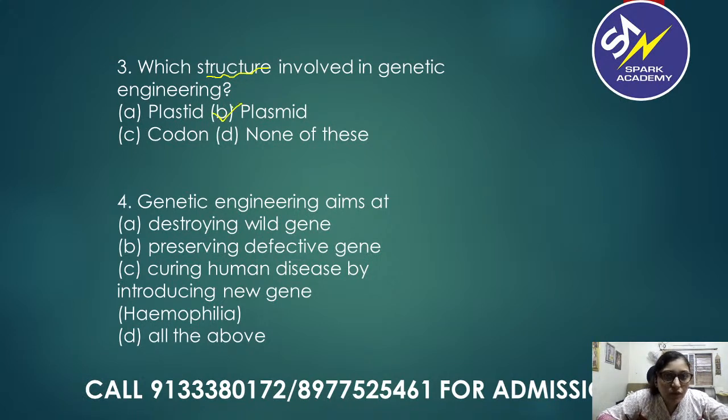Plasmid which is involved in genetic engineering. Genetic engineering aims at what? Destroying wild genes, preserving defective genes, curing human diseases by introducing a new gene, hemophilia, or all of above. Correct answer is 4C.